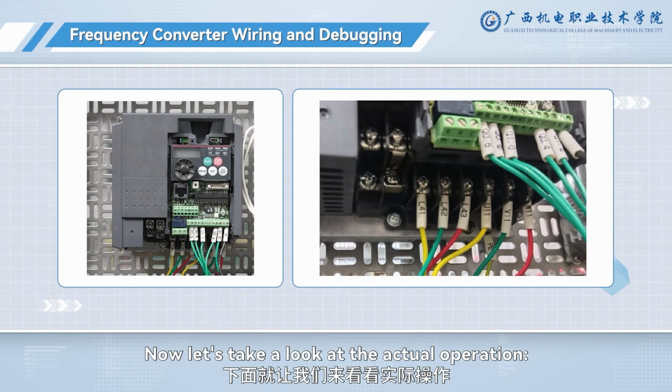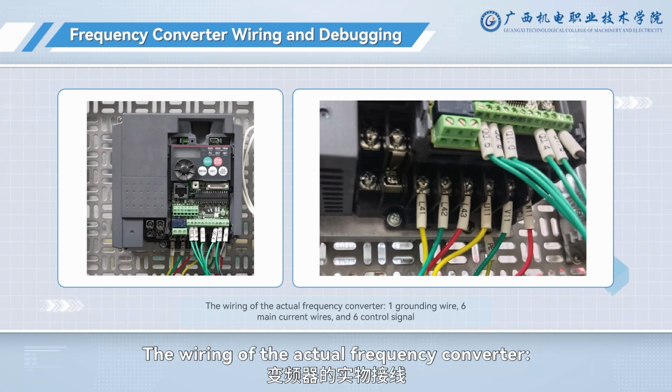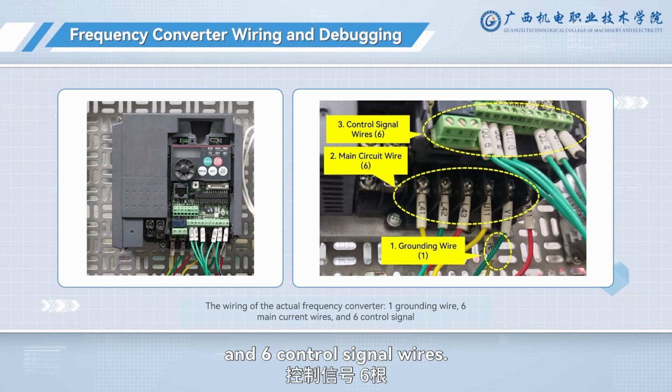Now let's take a look at the actual operation. This is the actual frequency converter, and the wiring of the actual frequency converter: 1 grounding wire, 6 main current wires, and 6 control signal wires.